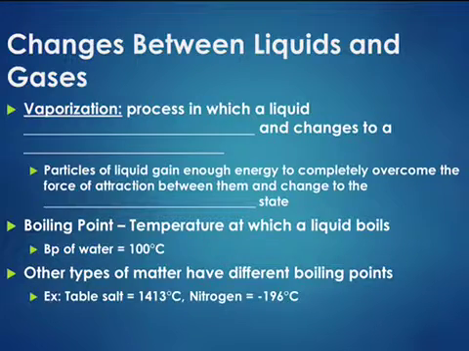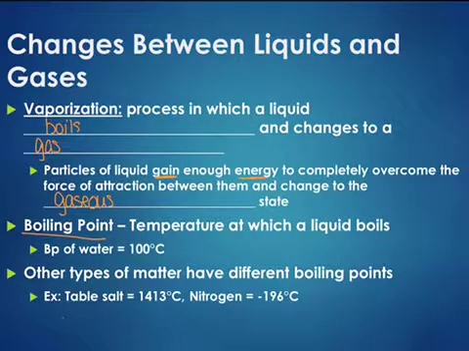When we have two phase changes between liquids and gases, we can have condensation and vaporization. Vaporization is the process in which a liquid boils and changes to a gas. The particles of the liquid gain energy to completely overcome the force of attraction between them, and this allows them to change to the gaseous state. We call this the boiling point, the temperature at which a liquid boils. The boiling point of water, we should know, is 100 degrees Celsius. In Fahrenheit, it's 212 degrees.